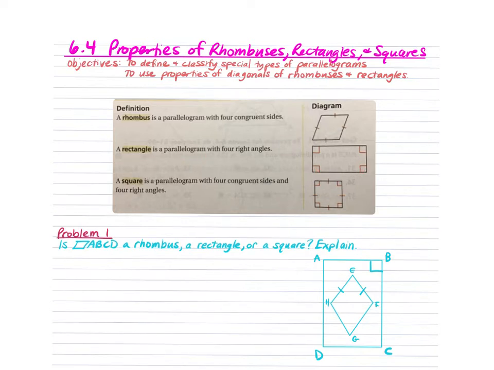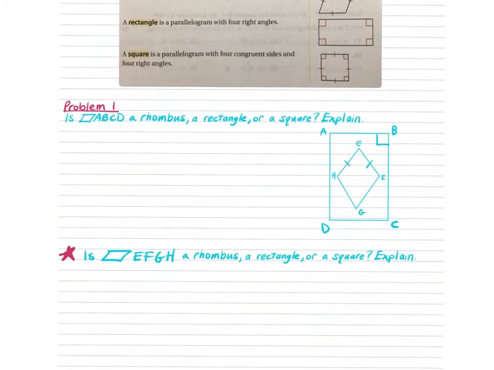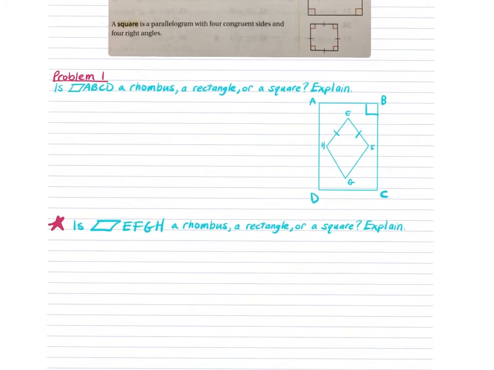And then a square is kind of both of these. All four sides are the same, but it also has four congruent angles. So there's a square. Okay, so a square is also a rectangle, and a square is also a rhombus. All right, so let's look at this first problem here. Is ABCD a rhombus, rectangle, or square?